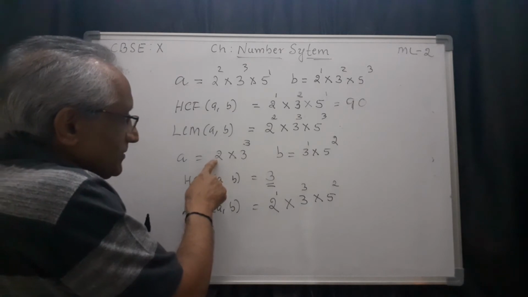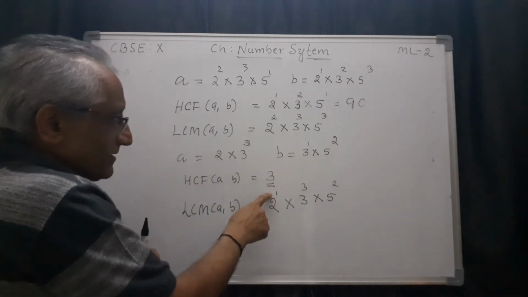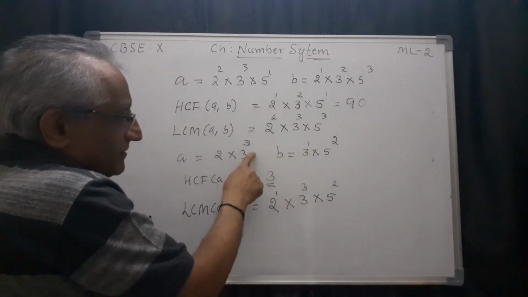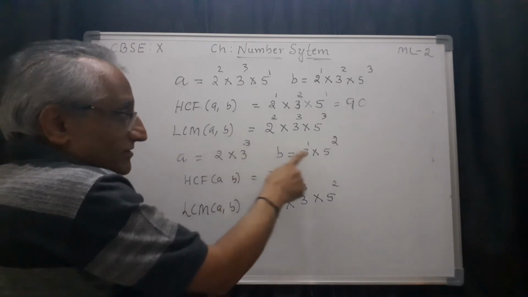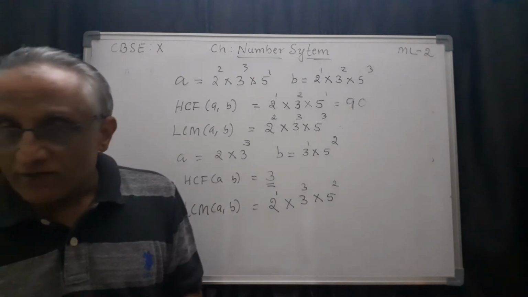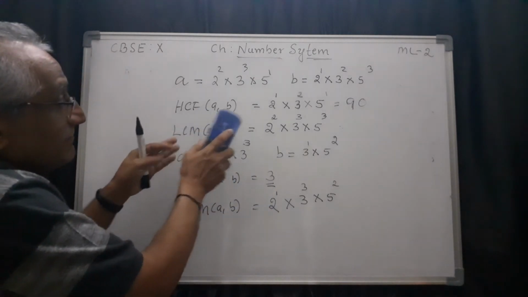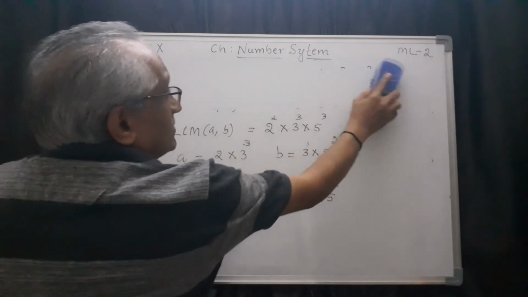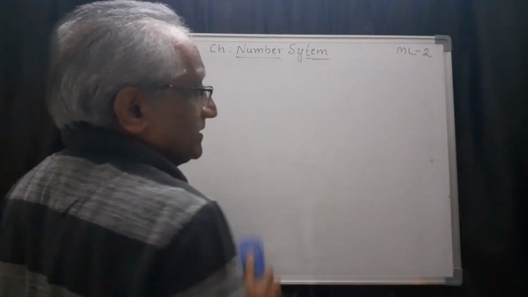So for example, where there is no 2, it means 2 power 0 actually. So 2 power 1, 3 cube, 3 power 1, so 3 cube. Here 5 is not there, which means 5 power 0. So 5 square I have to write. This is the way we find the LCM. Of course, I have taken direct numbers which are expressed in terms of prime factors. If they are not expressed, you have to first find the prime factors. That is the only difference.